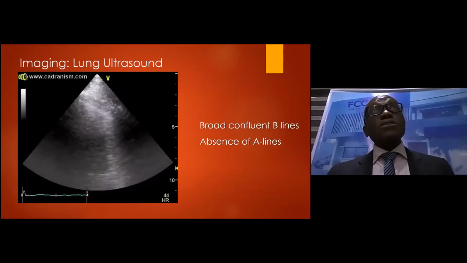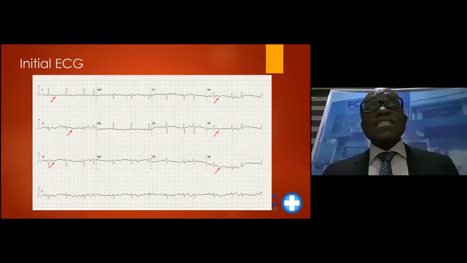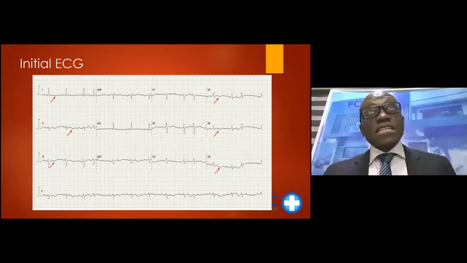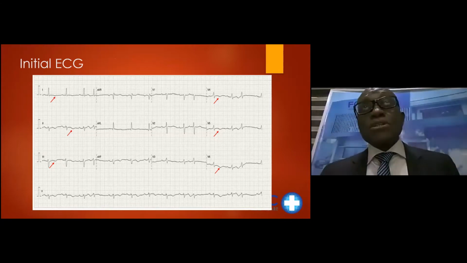So the broad confluent and absence of A lines. Now, this patient had bradycardia, and right away we saw that he had first degree AV block, and he also had these very diffuse T-wave abnormalities. And this would ordinarily be subtle, and there are multiple differential diagnoses for them. But in this case, we suspected that there might be something wrong with the heart.